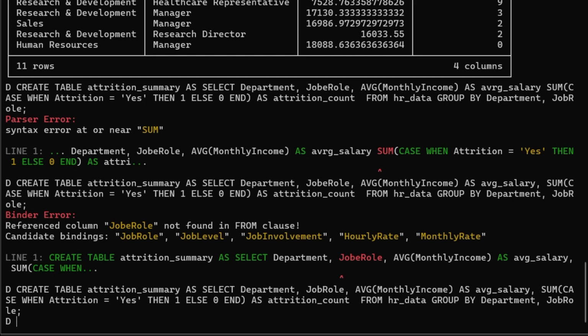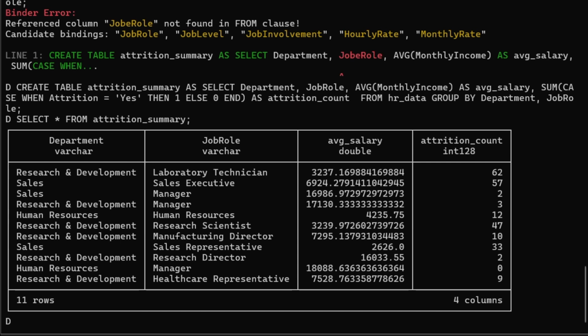So we created the table attrition summary, and this creates a new table called attrition summary. And now we are not going to write again and again, because we don't have to write the query again, because we already got it and we named it as the attrition summary. So let's select star from attrition summary, and yeah, we got it.